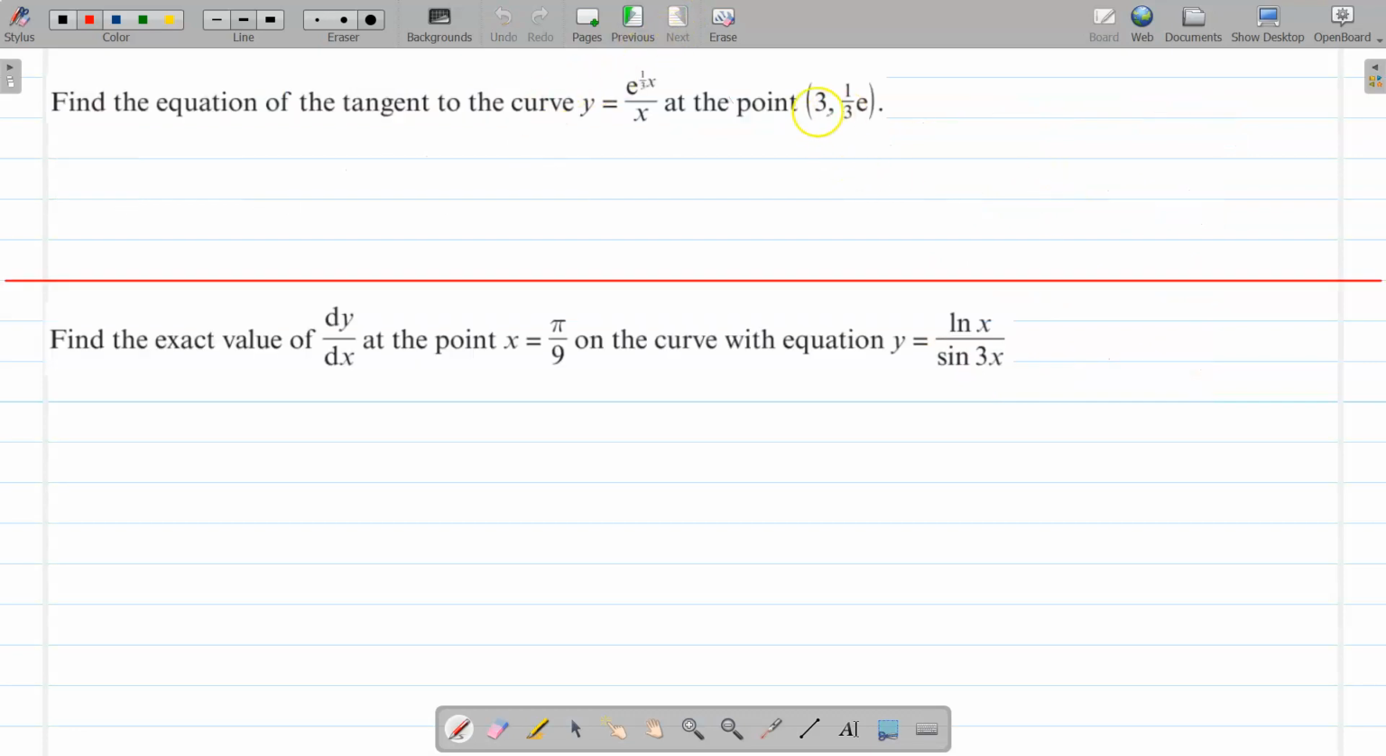Now in the first question, it says find the equation of the tangent to the curve y equals e to the 3x over x at the point (3, a third e). Now, you need to treat this as a quotient. You could actually do this as a product and treat the second function as 1 over x, or x to the minus 1, but we're going to do it as a quotient.